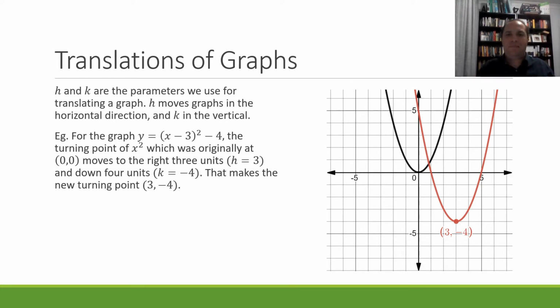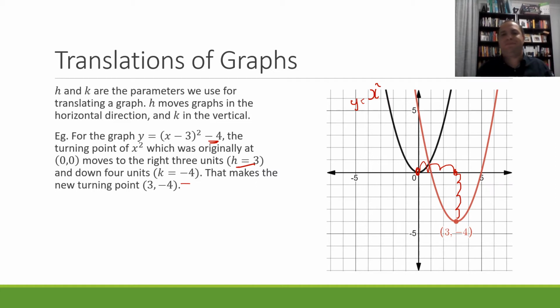Now for our parabola, those values shifted our turning point. So for our original equation of y equals x squared, when we change our equation to y equals (x minus 3) squared minus 4, our h value is 3, so we're shifting our turning point horizontally 3 places, and then we're moving it downwards 4 places. 1, 2, 3, 4. And our turning point has moved from (0, 0) to (3, negative 4), and the rest of our parabola has moved with it.